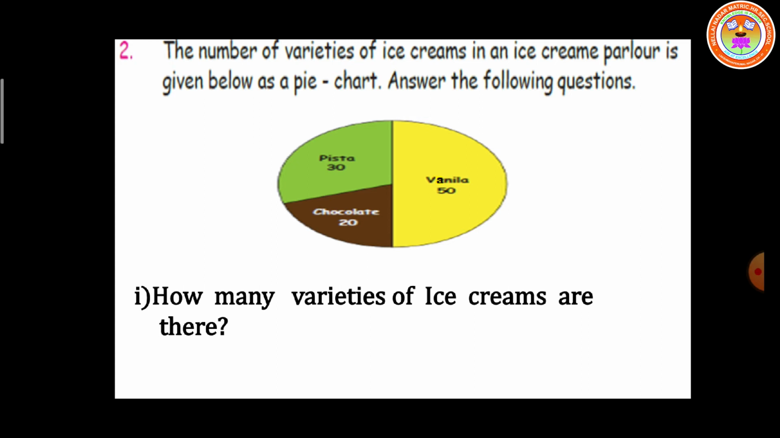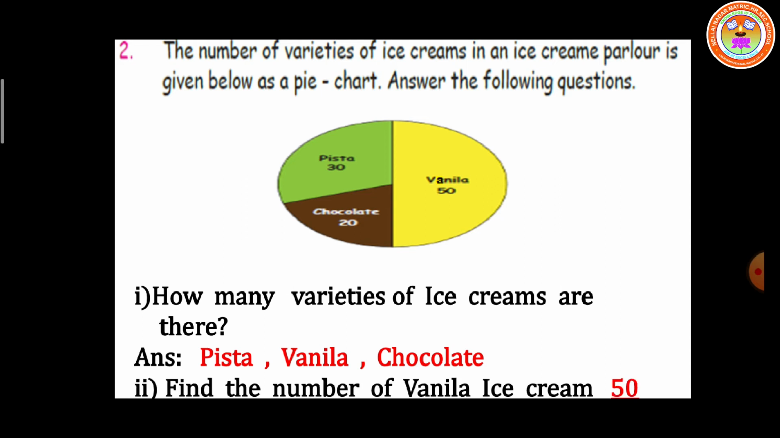Now, this is the second problem. They have given the pie chart with the information about the number of varieties of ice cream in an ice cream parlor. Children, how many ice cream varieties are there? 3. What are they? Pista, vanilla and chocolate. How many pista? 30. Chocolate? 20. Vanilla? 50. Is it clear? Now find the number of vanilla ice cream.